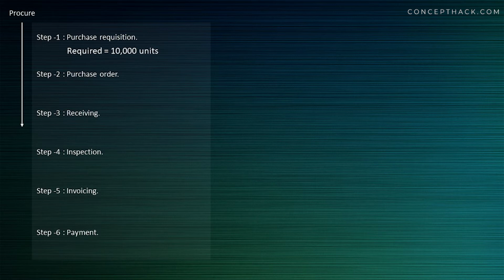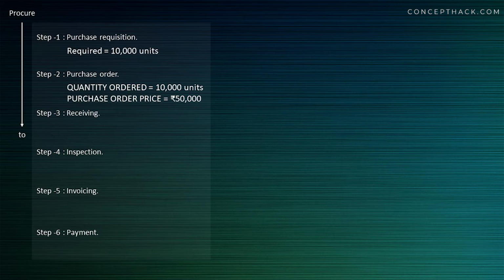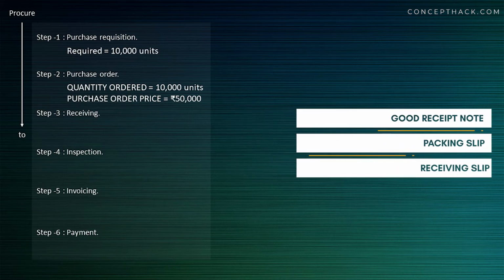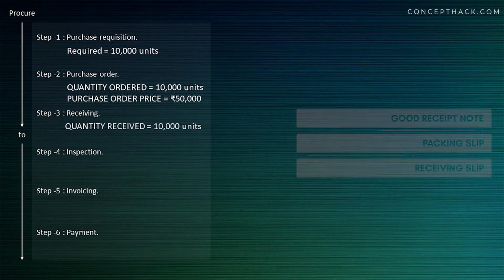Let us say the quantity on the purchase order is 10,000 units, which is known as quantity ordered, and the purchase order price is rupees 50,000. The purchasing department will send the purchase order to the selected vendor. On the delivery date, the receiving department shall receive the order. At this stage, a goods receipt note, also known as a packing slip or receiving slip, is generated by the receiving department. The receiving slip will show the number of units received, and in our case it will be 10,000 units, which is quantity received.